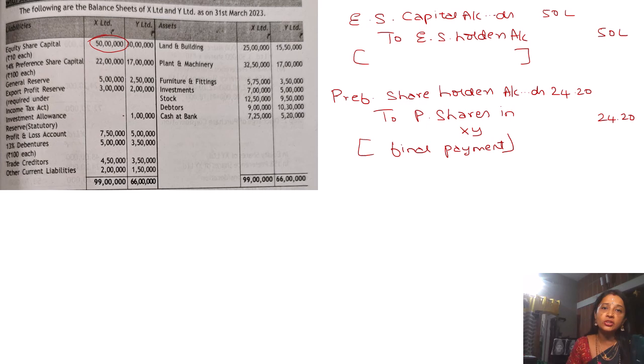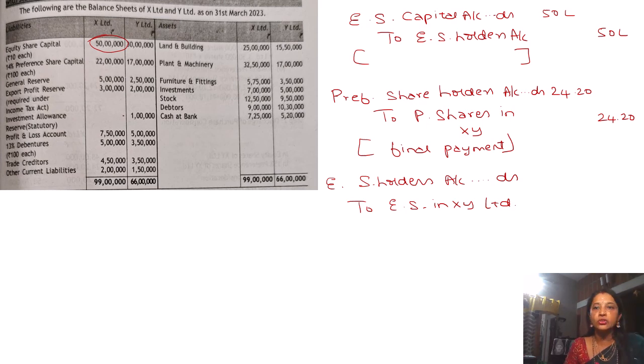Now for equity shareholders, what is the final payment you've made? Equity shares. So equity shareholders account debit to equity shares in XY Limited. How much payment have you made to equity shareholders? You've made a payment of 48 lakhs. So this is the final payment made to equity shareholders.